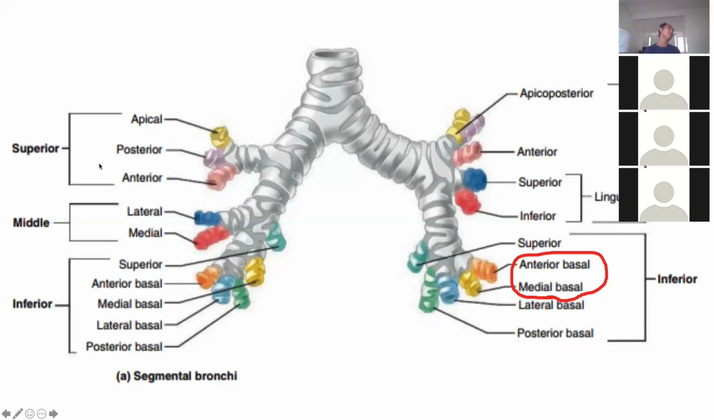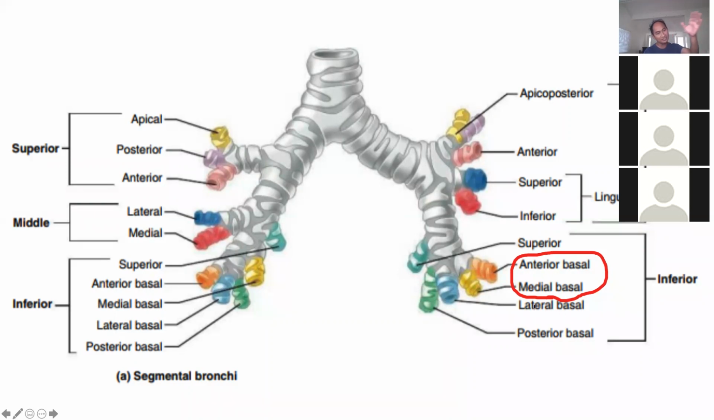So in the right lung, we have 3 lobes. In the superior lobe, we have 3 segments: apical, posterior, and anterior. In the middle lobe, we have medial and lateral segments. And in the inferior lobe, we have superior, anterior basal, medial basal, lateral basal, and posterior basal segments. So there will be 5 tertiary bronchi in the right lung.